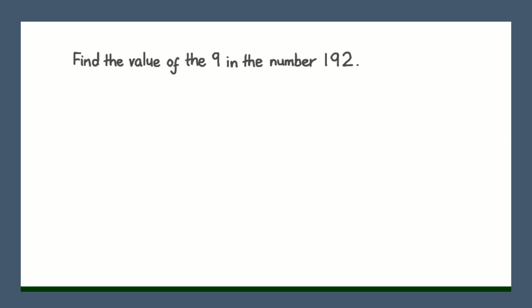Find the value of the 9 in the number 192. We're given a 3-digit number in this question, and it's made up of the digits 1, 9 and 2. Now we know that a digit's position in a number gives it its value. And in this question, we're thinking about the digit 9. It's in the middle of our number, isn't it?